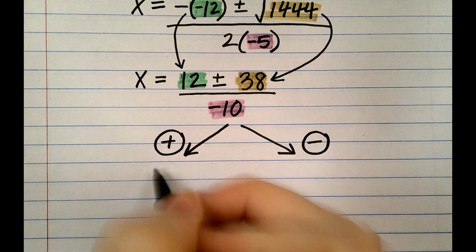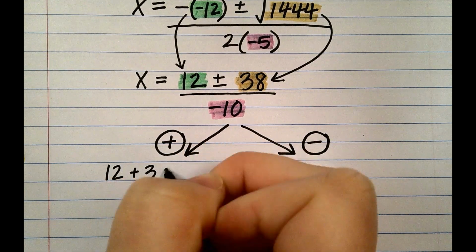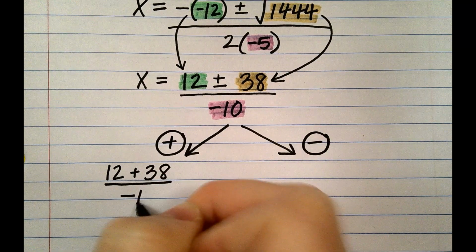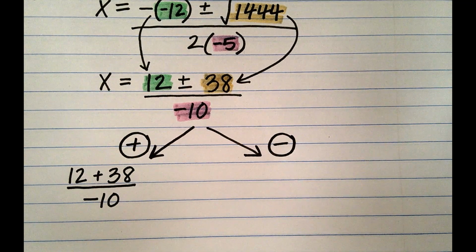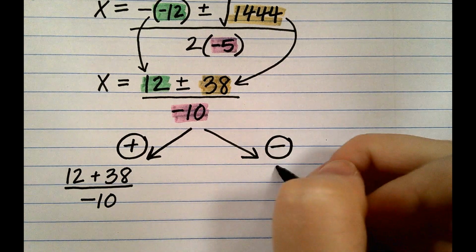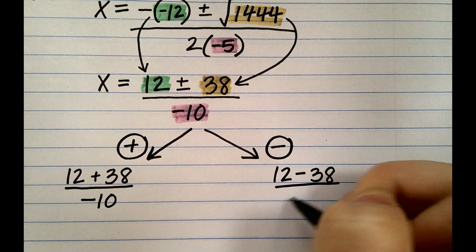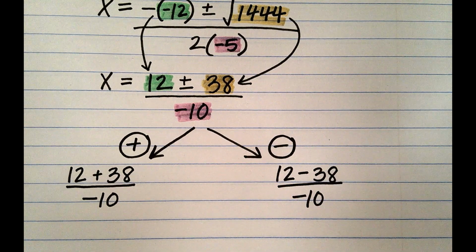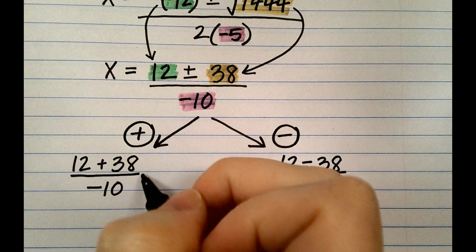So I'm going to write for plus 12 plus 38 divided by -10. What do you think I'll put for the minus? 12 minus 38. Yeah, 12 minus 38 divided by -10. And we're almost done. So I have my 2 problems.